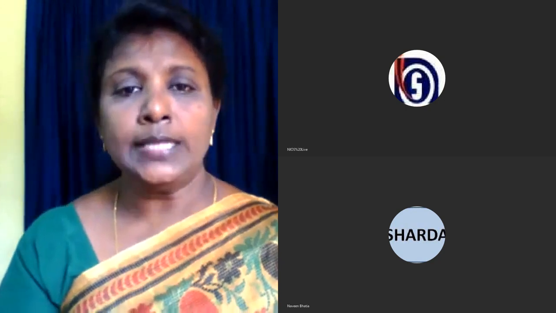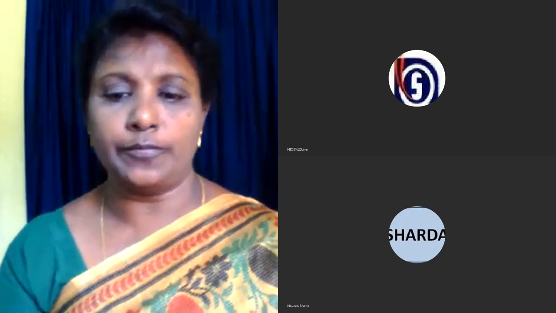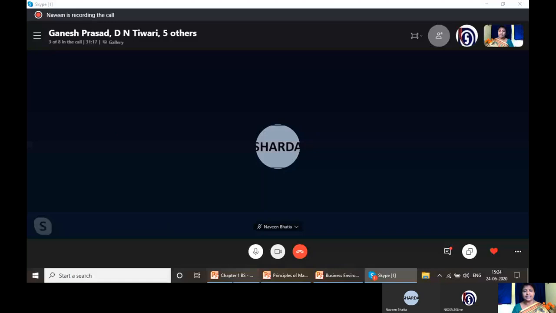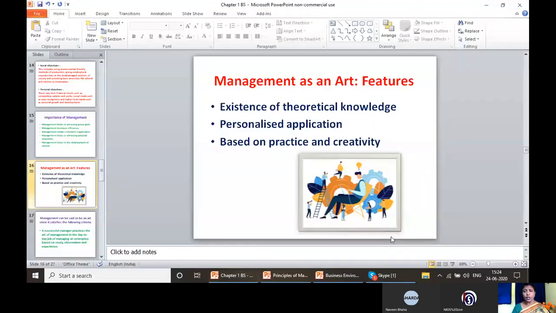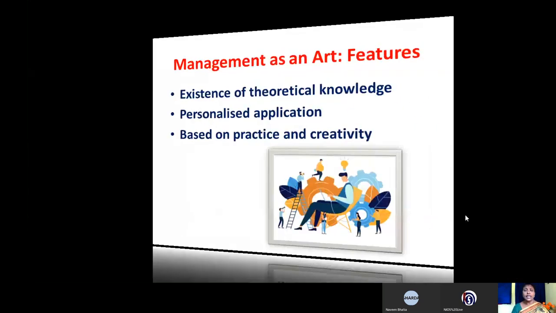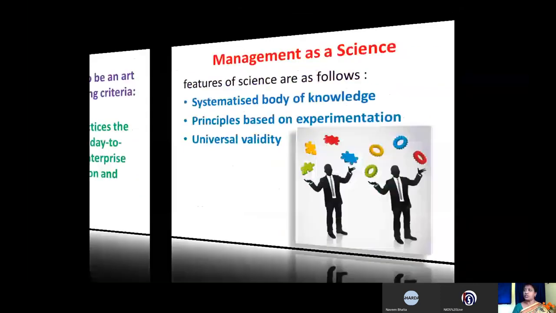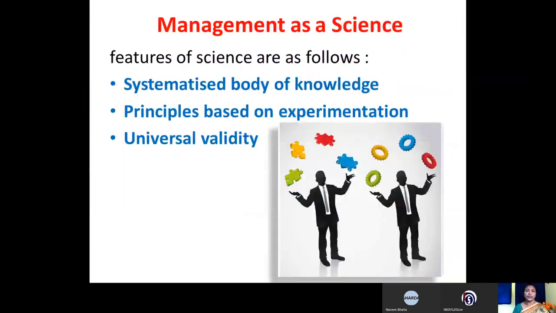Now let us go to the second question on the nature of management, and that is: is management a science? What do you understand by management as a science, students? Management as a science means, what are the features of science? The first feature is that it's a systemized body of knowledge. See, here it's not just theoretical knowledge. The knowledge is systemized. So there is systematic knowledge about all matters regarding science.